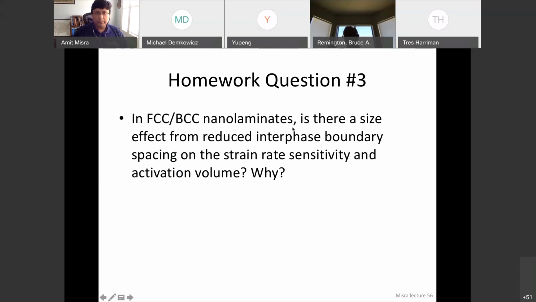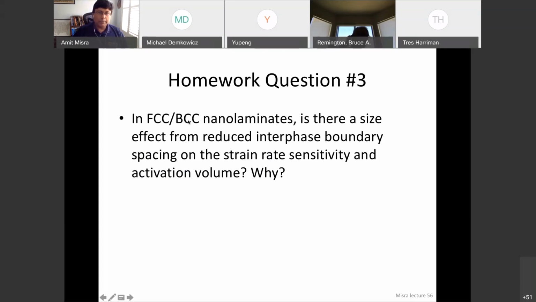And the question to think about: is there a size effect? Generally, we talk about a size effect on yield strength. Is there a size effect on strain rate sensitivity and activation volume, and why? And especially if the size effect is coming from these interface boundaries.